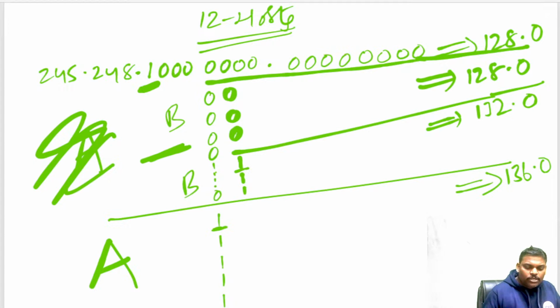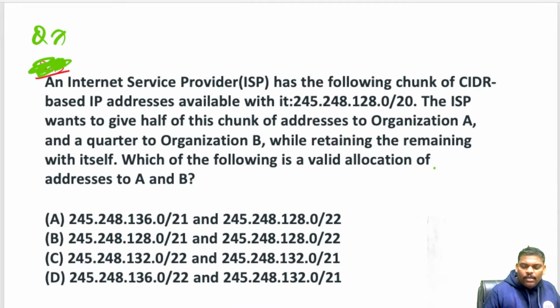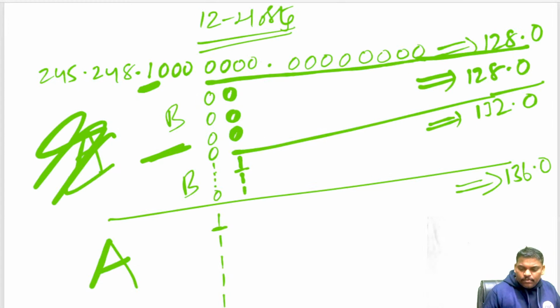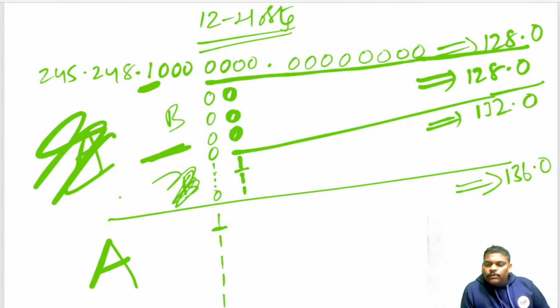But by seeing option A, B will be 128. So B will be this. This is B, this is not. So this is the answer for this. A is the answer. Option A is the answer. Yeah, is it fine now? You got or not? Check.